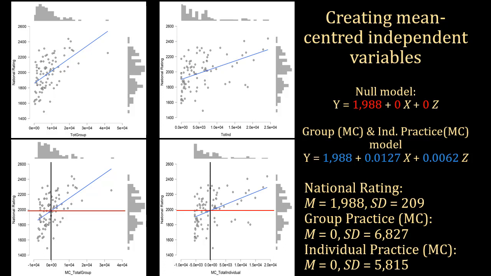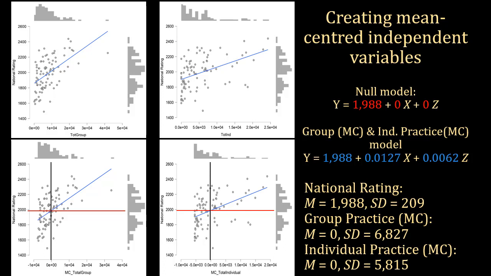How do we do that? It's very easy. For the two independent variables, group practice and individual practice, we subtract the mean from each of the raw values. In terms of group practice, the mean was 7,921. So if your raw value in this variable was 0, then now you subtract the mean, and your value will be negative 7,921. How do you interpret that? Well, that is how far you are from the mean. The negative sign means that your value is lower than the mean. If you have a positive sign, it means that your value is higher than the mean.